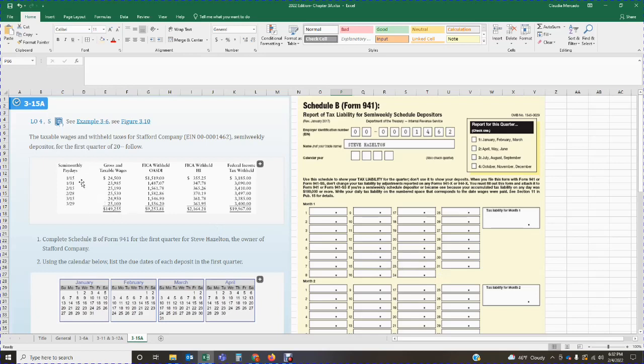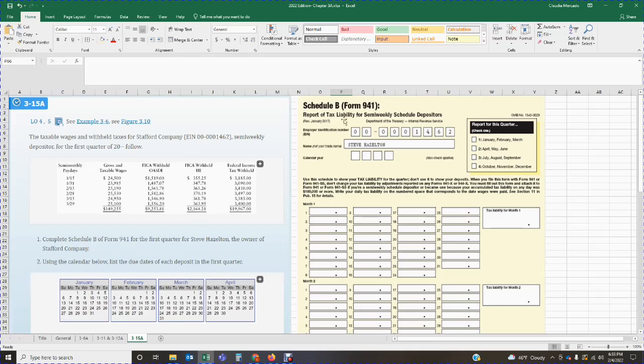Okay, so we have all of our monthly paydays, our gross and taxable wages, our FICA withheld OASDI. This is how much was withheld from our employees. Our FICA withheld HI. This is the amount that was withheld from the employees as well. And then the federal income tax withheld. We are being asked, the first requirement is to complete Schedule B of Form 941 for the first quarter of Steve Hazelton, the owner of Stafford Company.